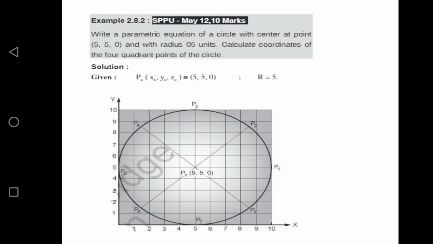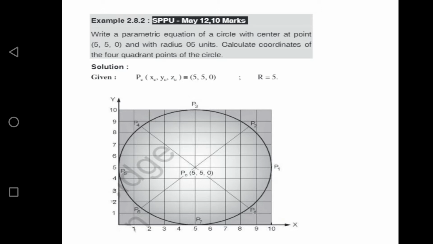So this problem goes like this. We have to find out a parametric equation of a circle which is having center point 5, 5, 0, and which is having a radius of 5 units. Along with that, we have to calculate the coordinates of the 4 quadrant points of the circle.